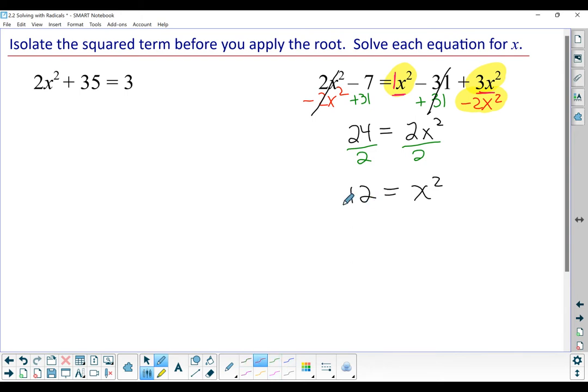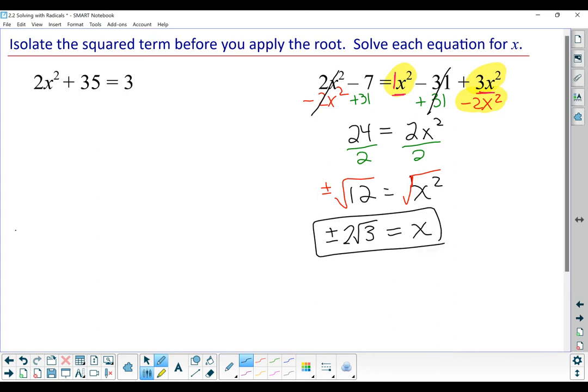Our final step is going to be to apply a root to both sides. And the square root of 12, I'm going to let my calculator evaluate that. It's 2 root 3. Oh, I did the weird plus and minus on the x side. I kind of get used to that, and you probably will too. I get used to having it on the right, but I should put it with the numeric side. Okay, so positive and negative 2 root 3 is equal to x. And that would be our solution.